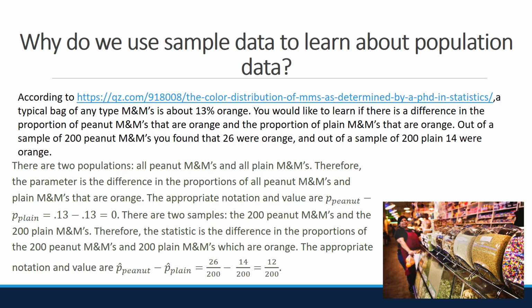There are two samples, the 200 peanut M&Ms and the 200 plain M&Ms. Therefore, the statistic is the difference in proportions of the 200 peanut M&Ms and the 200 plain. The appropriate notation here are p hat peanut minus p hat plain, which is equal to 12 divided by 200.